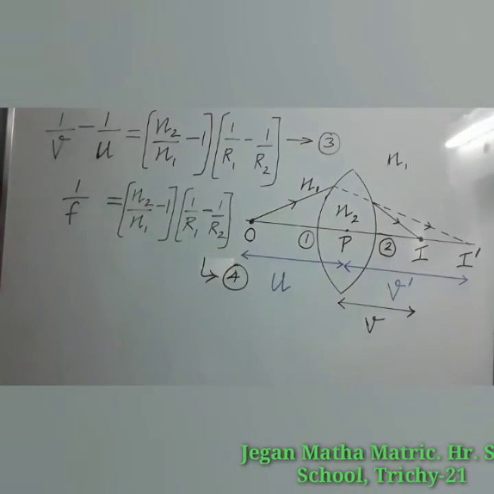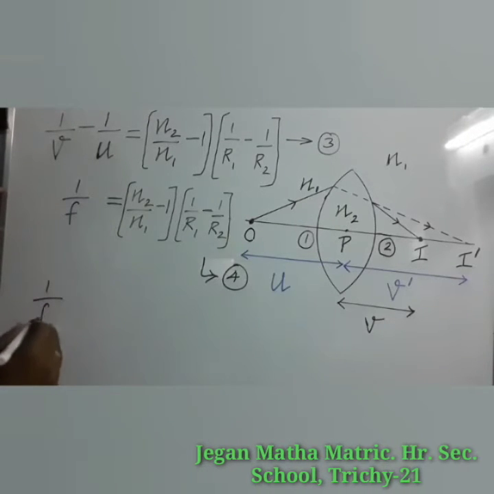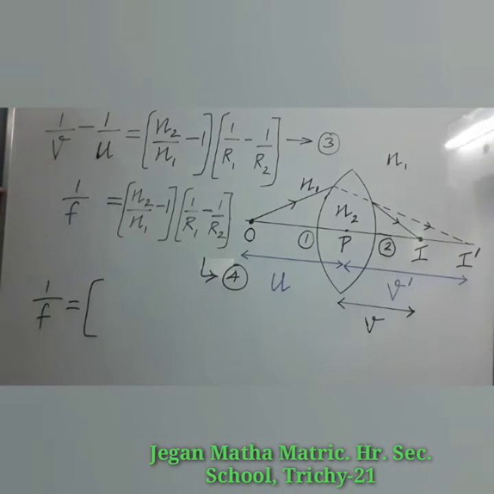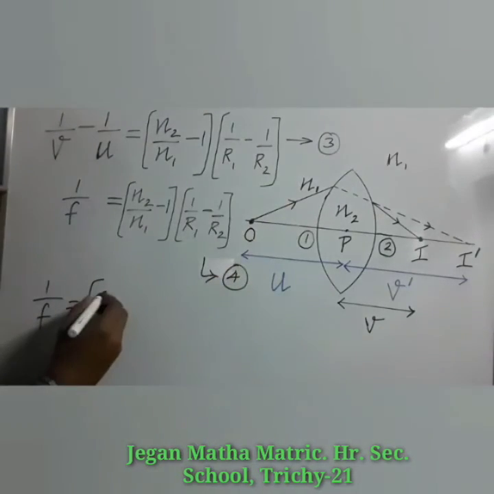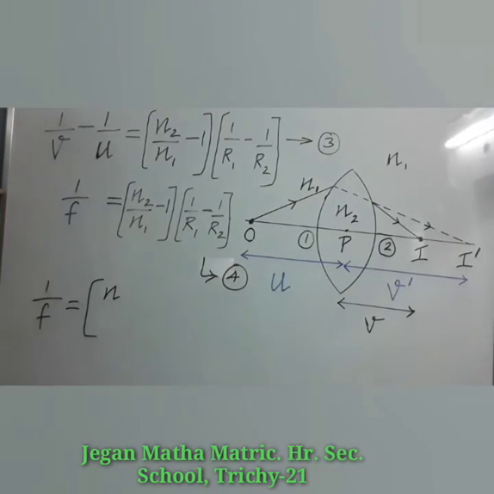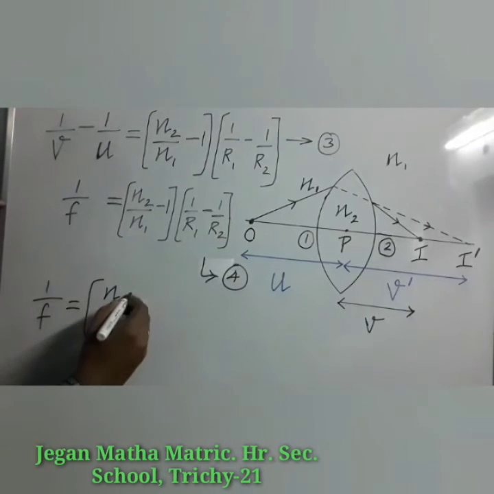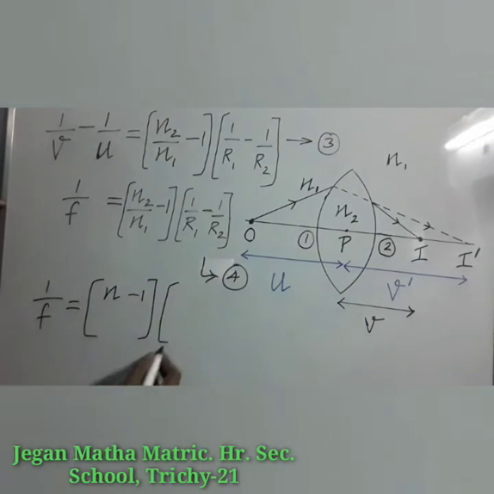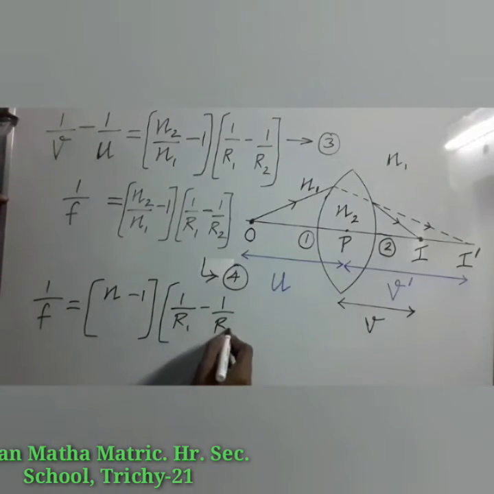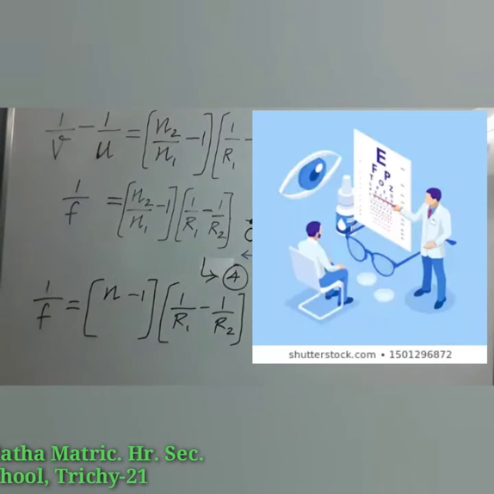For this condition, we can change equation 4 like this. So the left hand side is 1 by f as it is. n2 is the refractive index of the lens. Under this special case, n2 can be taken as n itself, divided by n1. If the air medium is present, it is equal to 1. So leave that, minus 1. There will be no change in the radius. This equation is known as the lens maker's formula.